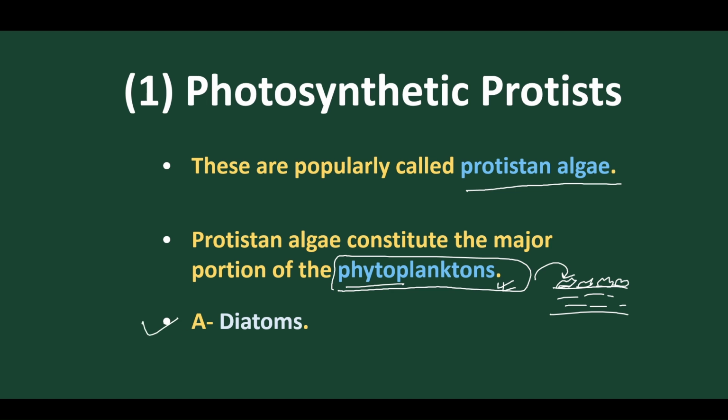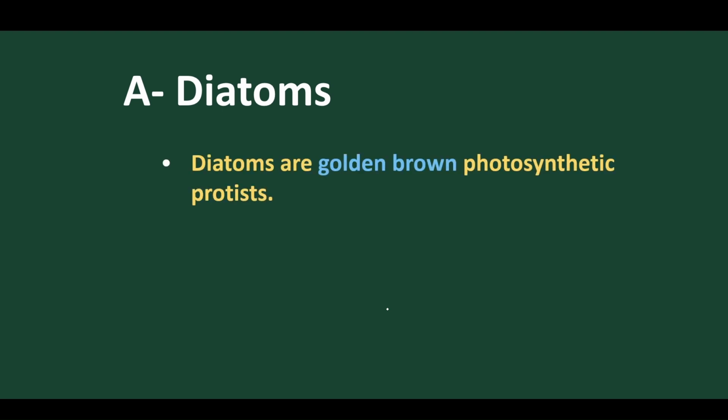The first example we are going to take is called diatoms, and also included is desmids. Let's start. The first photosynthetic protista we are going to discuss is diatoms. Diatoms are normally called golden brown photosynthetic protista. Very important. The body color is golden brown, and they are photosynthetic, meaning they can prepare their own food.